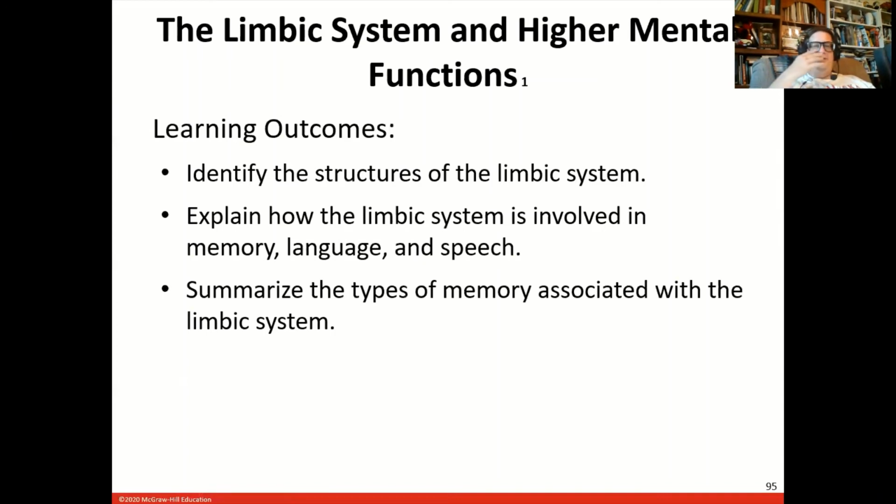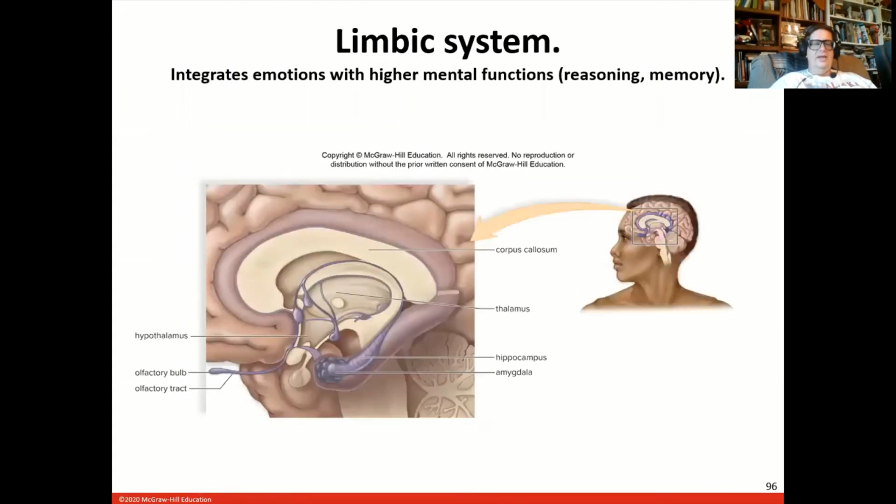All right, higher mental functions. We're going to talk about the limbic system and what that has to do with memory, the ability to talk, your ability to understand people talking. So here is the limbic system. It's the stuff in blue on this drawing, okay? It integrates your emotions with higher functions, reasoning, memory. Basically keeps you from just being ruled by emotions.